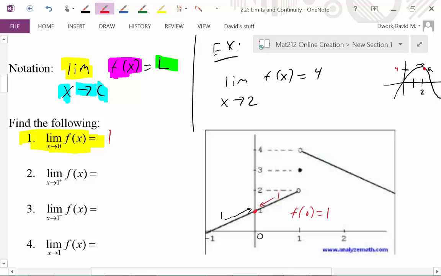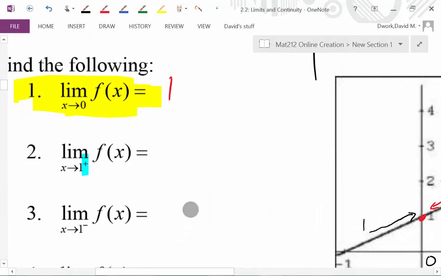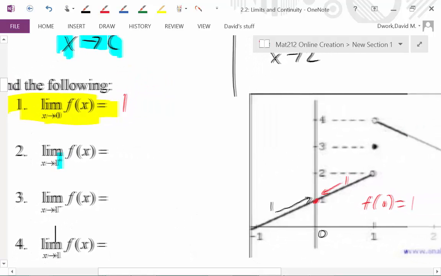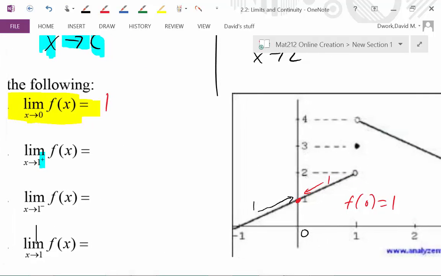Now, in some problems, we don't care if it approaches the same value from the left and from the right. We only care about one direction. So that's what you're going to see in this next problem. You'll notice it is the limit as x approaches 1, but there's this little positive sign. And the next problem has a little negative there too. So what that is telling you is direction. It's saying we don't care about what y value our graph approaches from both left and right. We only care about one side.